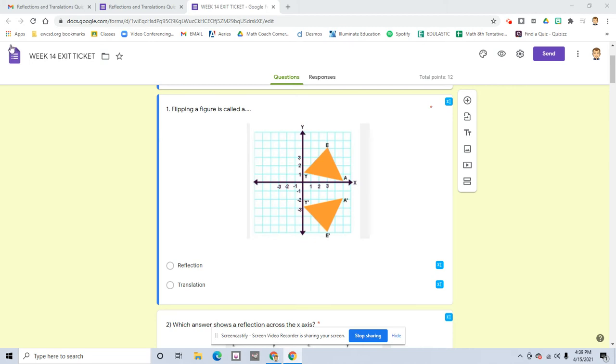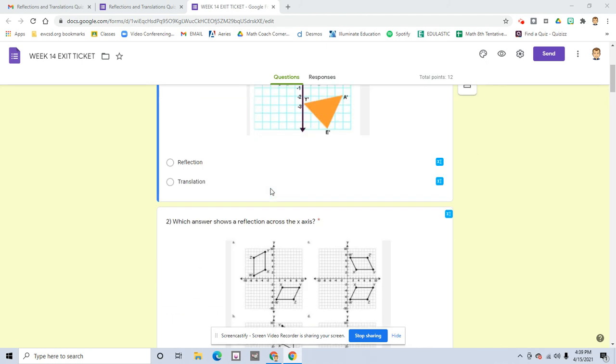All right, guys, this is your week 14 exit ticket kind of help video to give you a little heads up of what's going on. You know what's interesting? Flipping a figure. This graph is actually kind of wrong. It's okay though. It should be two spaces away if it was a true reflection, but we should know when you flip something, it is a reflection or a translation, and you should know the answer to that.